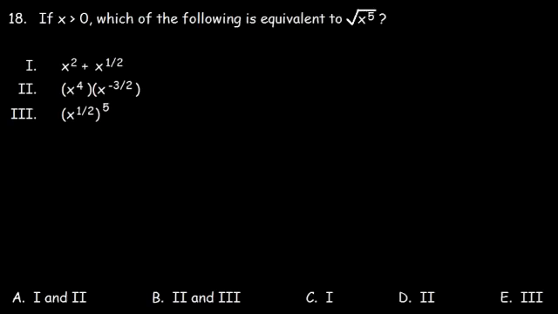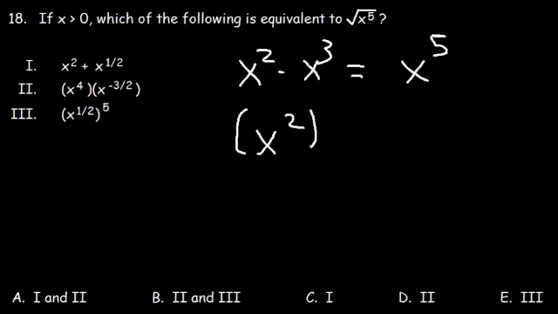18. If x is greater than 0, which of the following is equivalent to the square root of x to the 5th power? So let's go over some rules associated with exponents. X squared times x to the 3rd is equal to x raised to the 5th power. When you multiply common bases, you need to add the exponents. And x squared raised to the 3rd is equal to x to the 6th power. When you raise one exponent to another exponent, you need to multiply the two exponents.